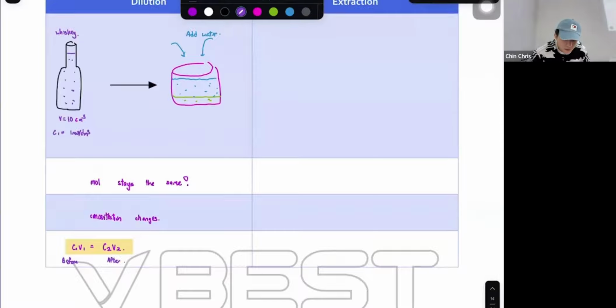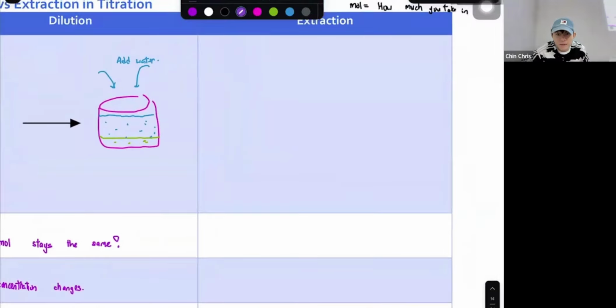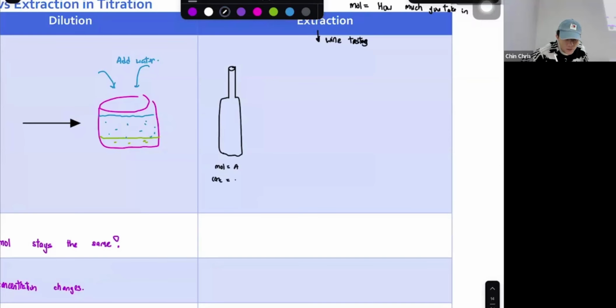Okay guys, now we have abstraction. Very simple. Just imagine this is a wine tasting. Maybe you guys are underage and don't know what wine tasting is. So I give you a bottle of wine. I put the moles as A, my concentration here is B, and the volume is 50 cm cube.